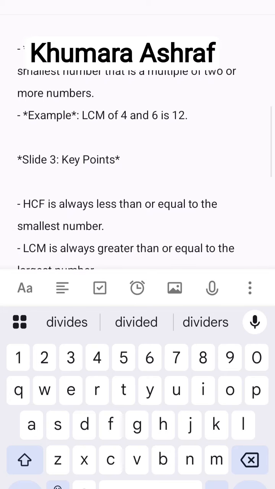means that least common multiple, the smallest number that is a multiple of two or more numbers. And if you want to take the LCM of two numbers that are 4 and 6, then you firstly factorize both of the numbers, and LCM includes both common and uncommon factors. This is the basic difference between HCF and LCM. HCF has only common factors, but LCM has both common and uncommon factors.